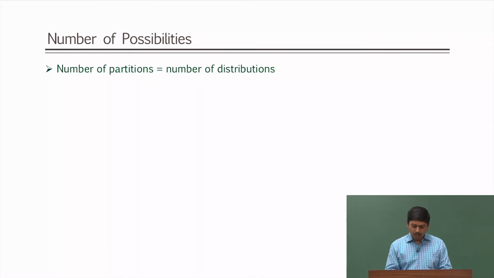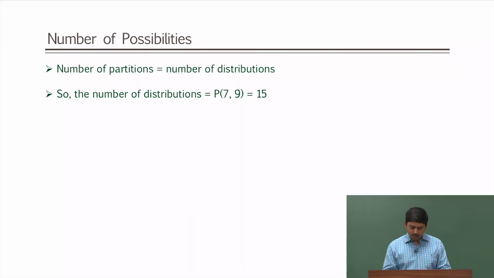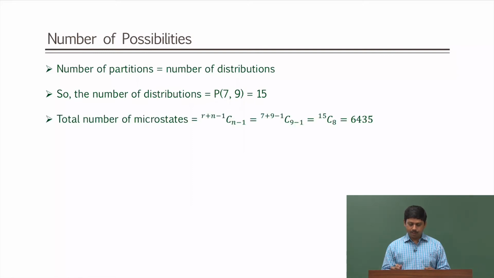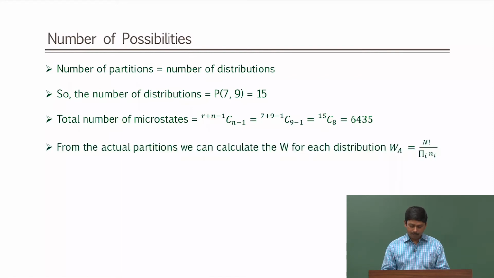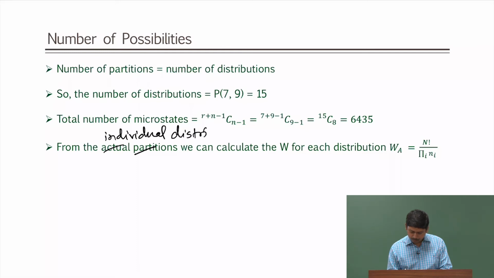Now, here is a summary. The number of partitions is the number of distributions. The number of distributions is the ways of partitioning 7 into 9 partitions maximum. And then the total number of microstates can be given from this particular formula. And for a particular individual distribution, we can calculate the W from this particular formula. So, for the distribution A, we can get it by using this formula.